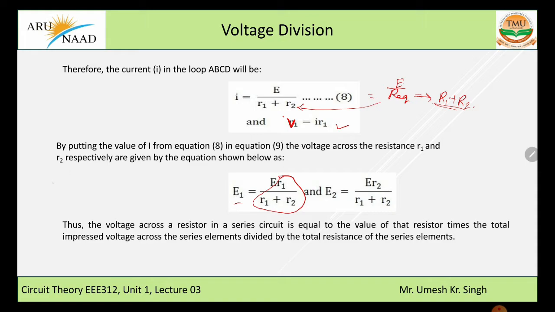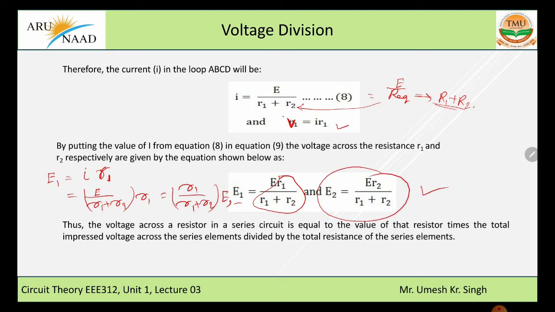I am writing here why this happens. Let the voltage across the first resistance be E1 according to this notation. So E1 is I into R1 and I is E upon R1 plus R2. So it is nothing but a simple calculation, or R1 divided by R1 plus R2 multiplied by E. In the same manner, E2 can be written. So this is a simple voltage and current division.